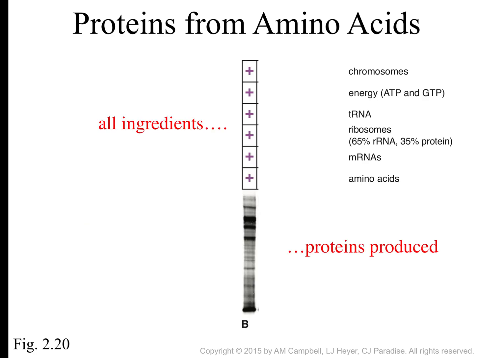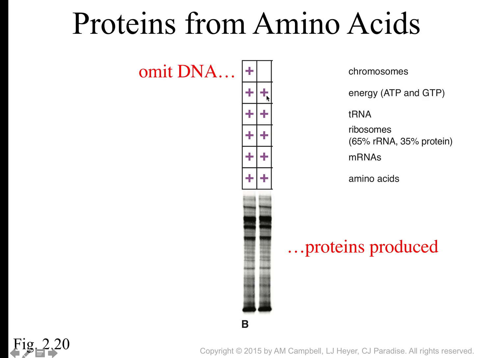Okay, so in this first experiment, they added all this stuff. That's what the plus means, that it was in the test tube. And when they do that, they get proteins being made in the test tube, and the proteins have a bunch of different sizes. Some are big toward the top of the gel, some are small toward the bottom of the gel. In the next experiment, they added all the stuff except for the DNA, the chromosomes. And again, they got proteins being made.